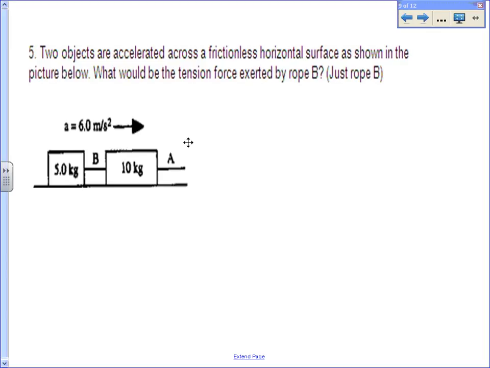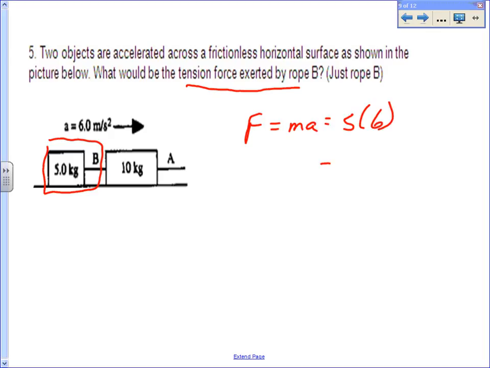All right, in this scenario, there are a couple of different things we can look at. Both objects are being pulled to the right by rope A. Rope B is pulling the 5 kilogram object. So if we wanted to find the tension force on rope B, all we care about is what's happening back behind the 10 kilogram object. B isn't pulling the 10 kilogram object, it's only pulling the 5. So to find the tension force on that, it's force equals mass times acceleration. 5 times 6. That's going to give us 30 newtons to the right.